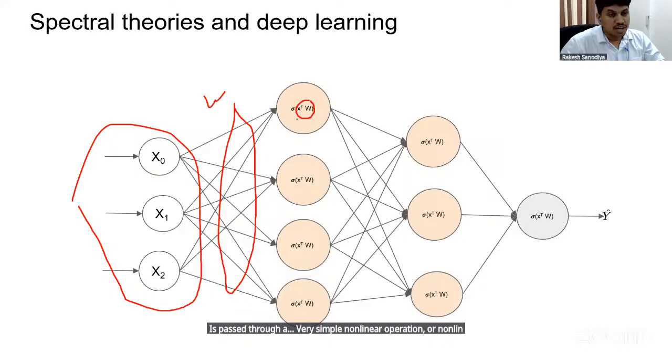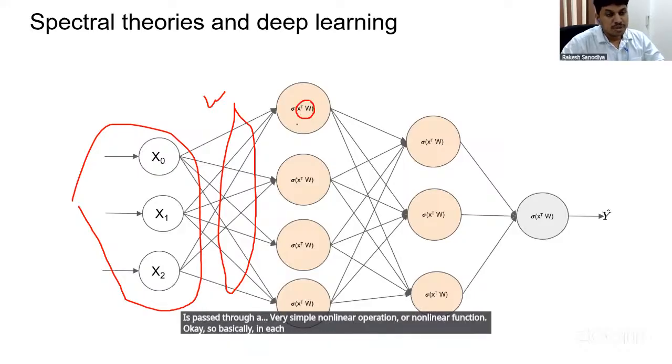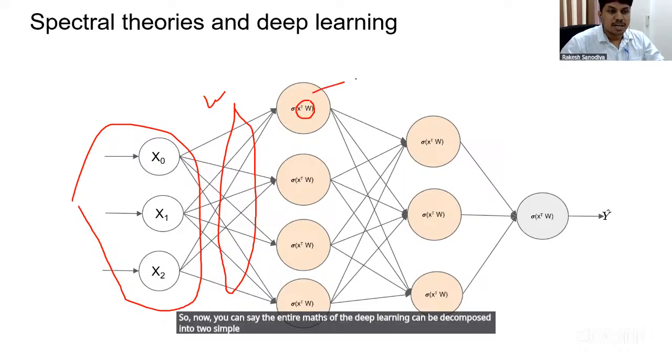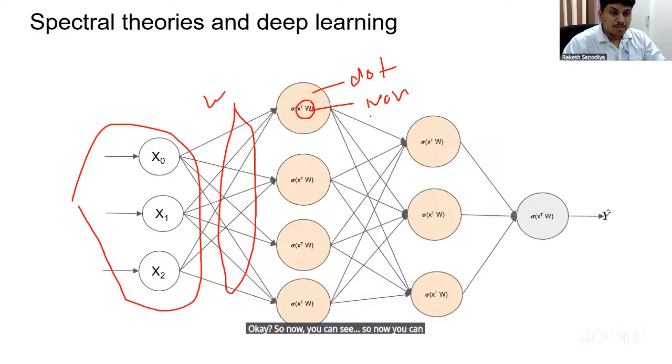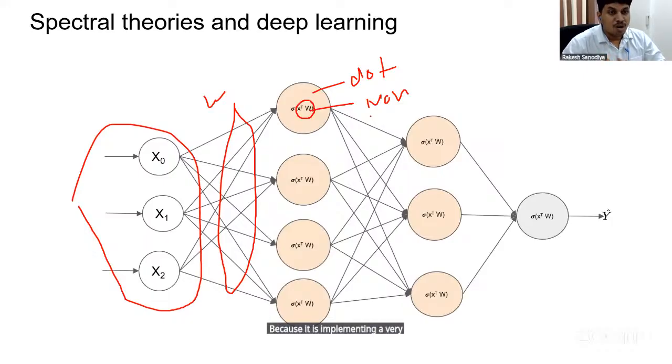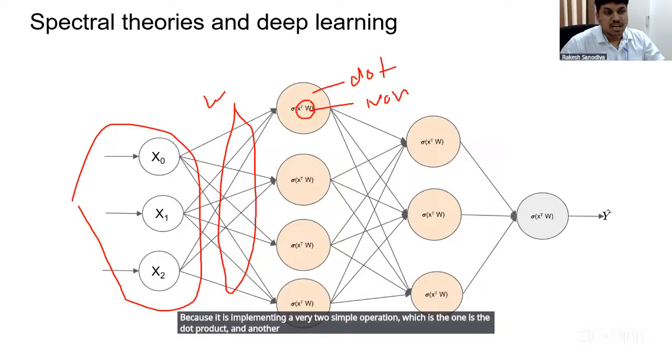and the result of this dot product, x transpose W, is passed through a very simple non-linear function, sigma. So in each neuron you perform two mathematical operations: one is the dot product, x transpose W, and the result is passed through a non-linear function. So you can say the entire math of deep learning can be decomposed into two simple operations, the dot product and the non-linear operation. Now you can see deep learning is very easy, because it implements just two simple operations: the dot product and the non-linear function.